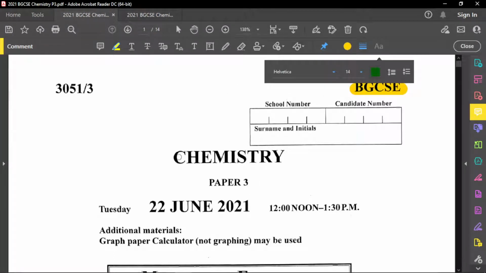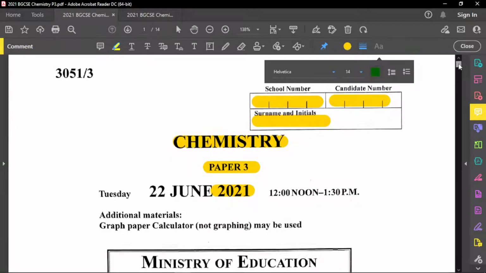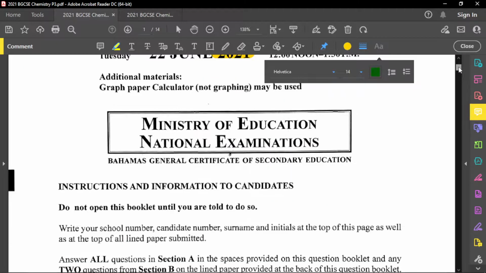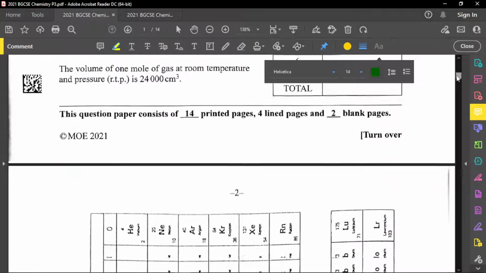Today we're reviewing a chemistry paper. This is a Paper 3 from the year 2021. Again, as always, please remember to write your school number, your candidate number, your surname, and also your initials. Read through the instructions carefully and make sure you understand them. If you have any queries, please refer to your examiner.